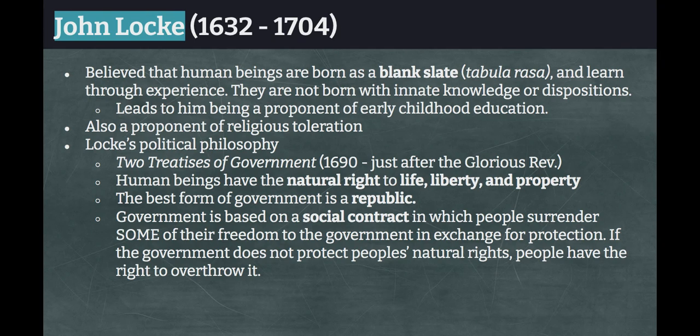And like Hobbes, he believed in this idea of the social contract, but he saw it in a little bit of a different way. He believed that people should surrender some of their freedom to the government in exchange for protection, but he doesn't think that people should surrender all of their freedom to an absolute monarch. He believed there's an obligation on the part of the government as well. So if the government doesn't protect people's natural rights to life, liberty, and property, people have the right to overthrow it. And if that rings a bell, a lot of our Declaration of Independence in the United States is based on Locke's philosophy. So those ideas should probably sound pretty familiar to you.